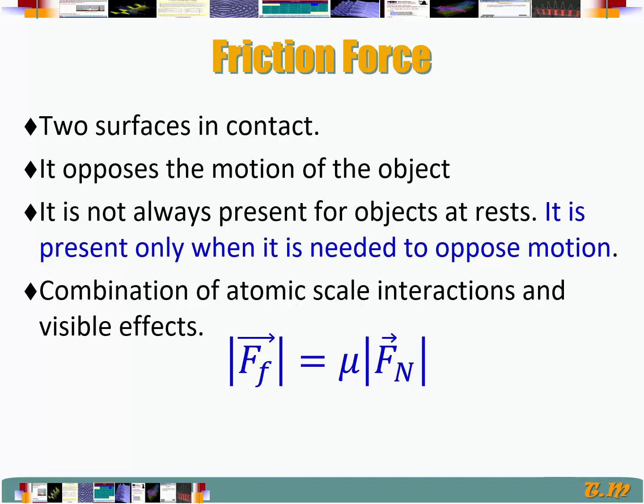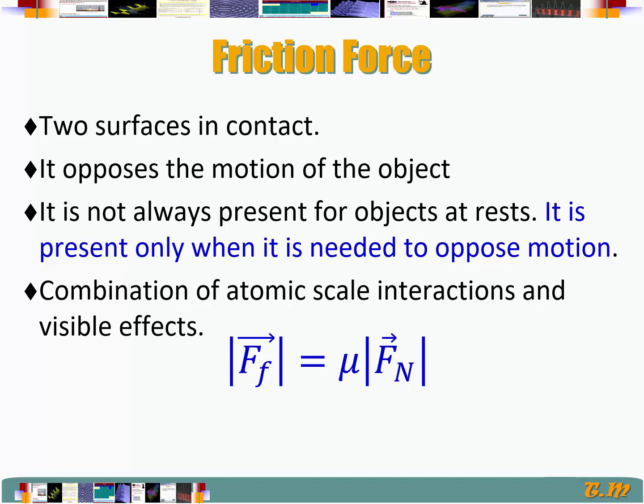Friction is due to a combination of atomic scale interactions between the atoms of the two objects and visible features of both surfaces, like how rough the surfaces are, how smooth they are, etc.